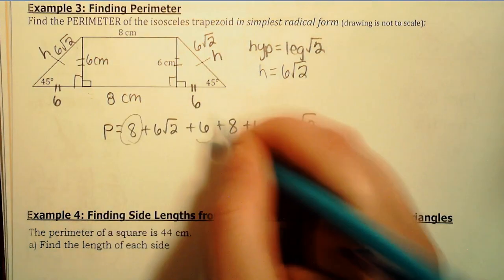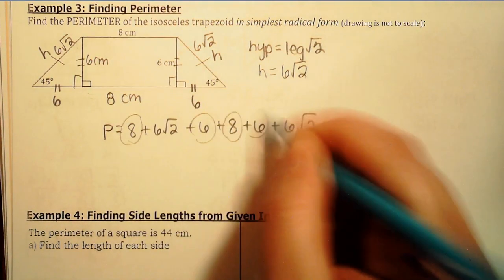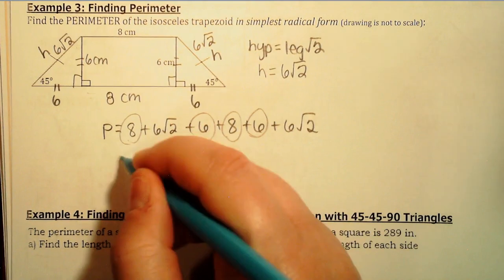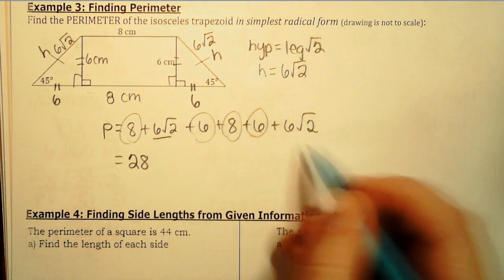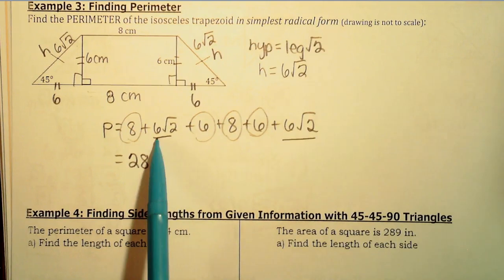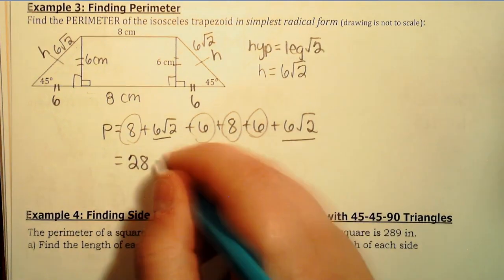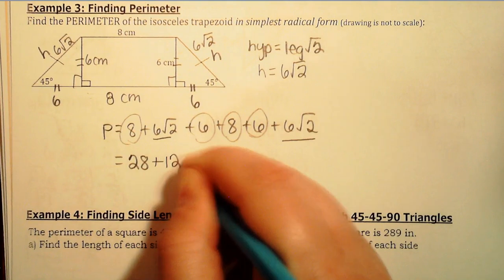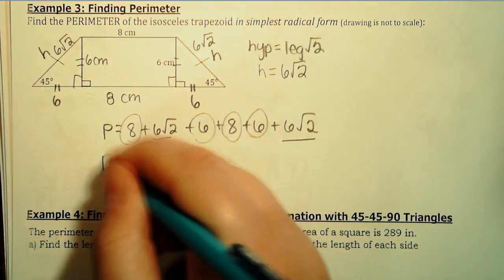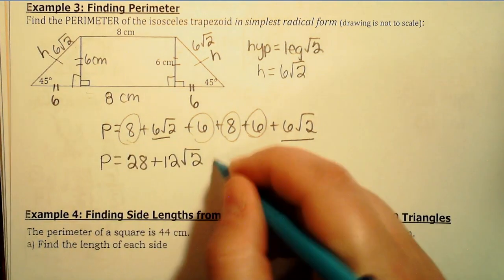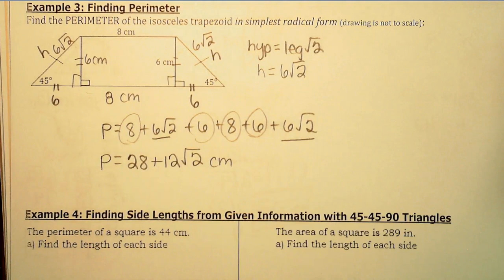I've got 8, 6, 8, 6, add those up, that's going to be 28, and then the like radicals we can combine, 6 roots of 2 plus another 6 roots of 2. Remember, just add the numbers in front. That's going to give you 12 times the square root of 2. We can't do anything further here, so there's our perimeter, other than maybe we could label that in centimeters.